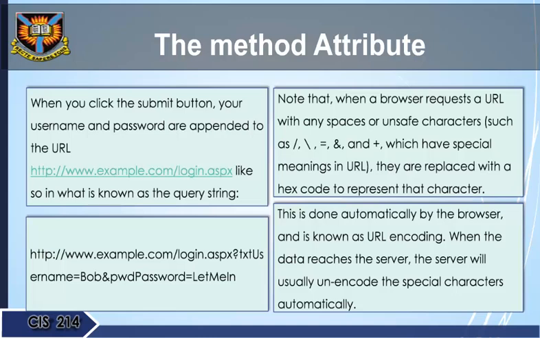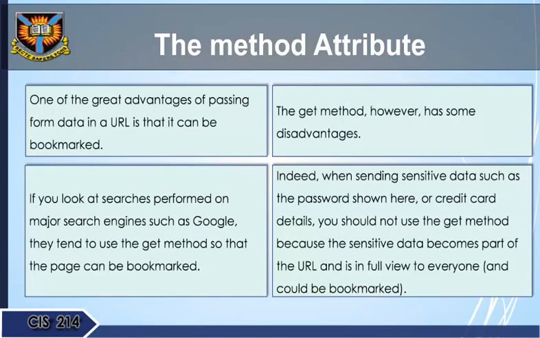When the data reaches the server, the server will usually unencode the special characters automatically. One of the great advantages of passing form data in a URL is that it can be bookmarked. If you look at searches performed on major search engines such as Google, they tend to use the get method so that the page can be bookmarked.